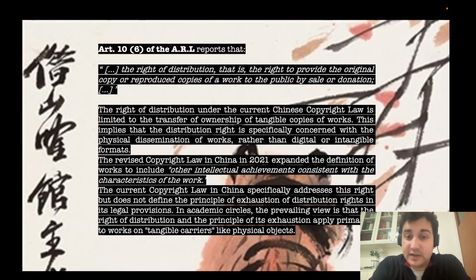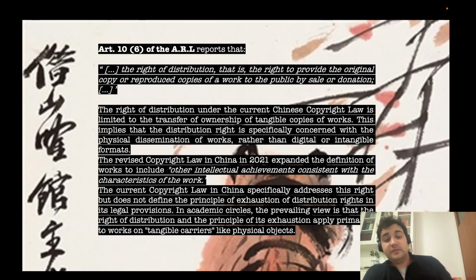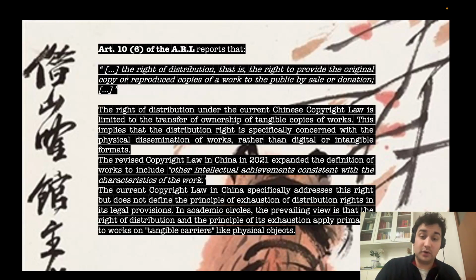In 2001, the definition of works was expanded to include other intellectual achievements consistent with the characteristics of the work, and even applied to the digital world. The current copyright law in China does not define the principle of exhaustion of distribution rights in its legal provisions. In academic circles, however, the prevailing view is that the right of distribution and the principle of its exhaustion apply primarily to works on tangible carriers like physical objects.